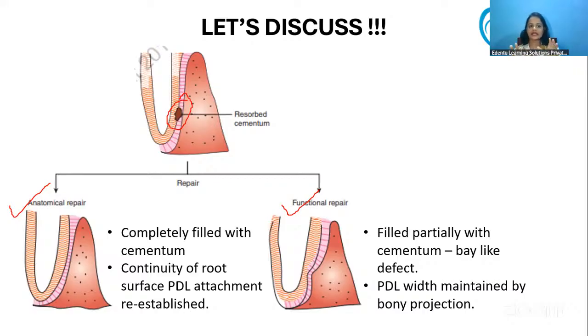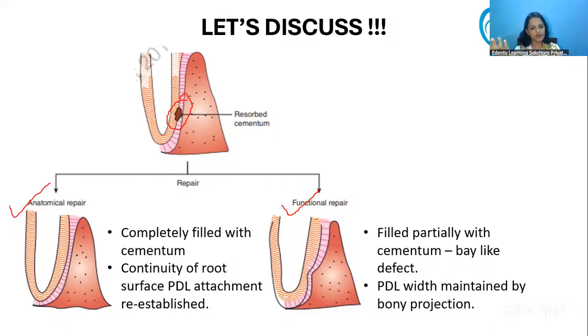Complete cementum deposition is happening. New cementum is getting formed and deposited in that resorbed area, and the continuity of the root surface and the periodontal ligament attachment are all maintained just like before. So that is called anatomical repair.